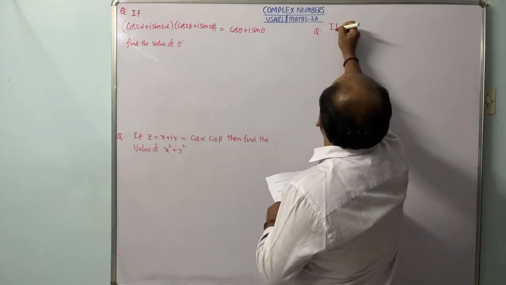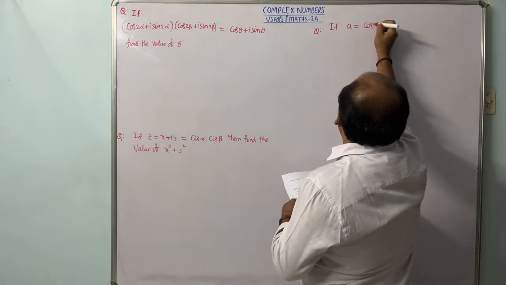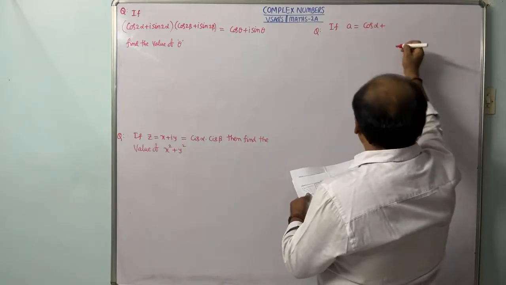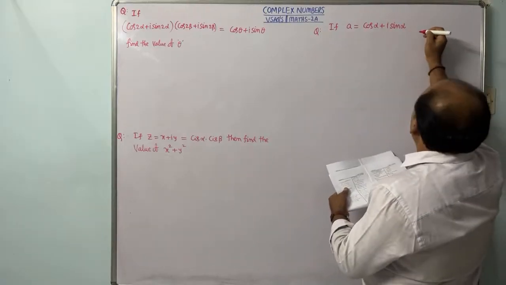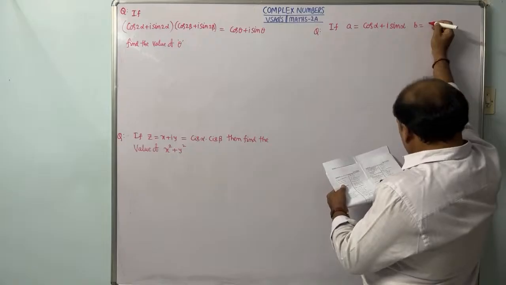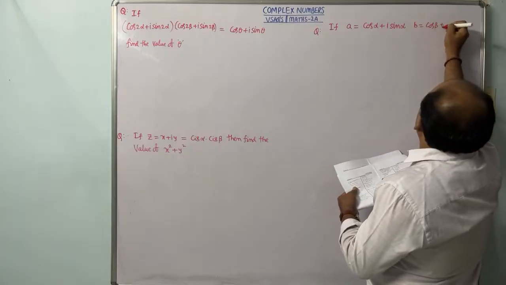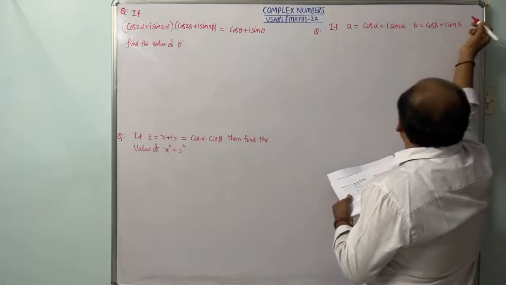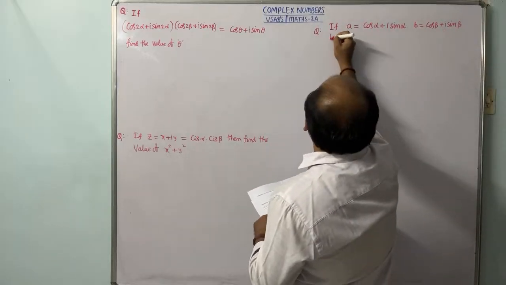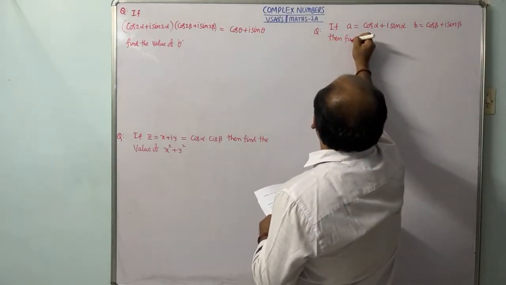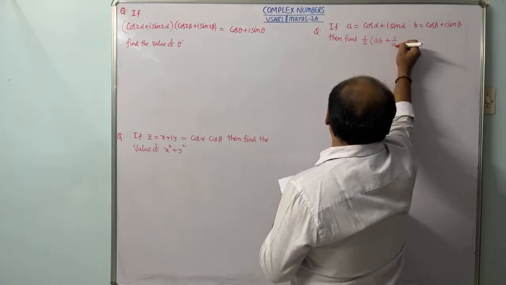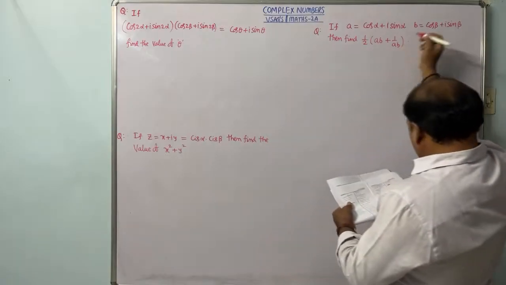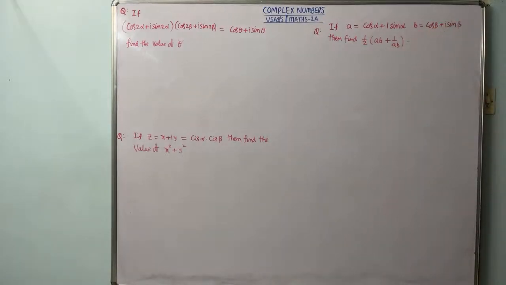If a = cos α + i sin α, b = cos β + i sin β, then find half into (ab + 1 by ab) is equal to. So these are the models, dear students, to calculate.